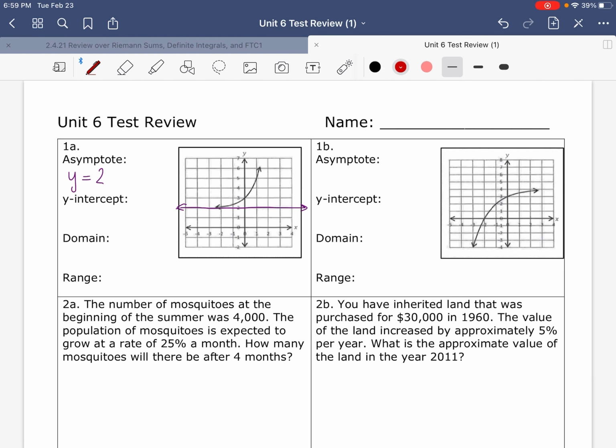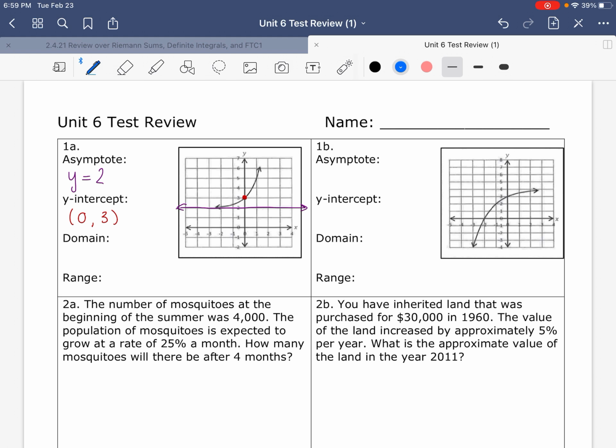Now the y-intercept is where it's going to touch the y-axis, which would be this point right here at 3. And we know we always mark the y-intercept as a point, so the x is 0 and the y is 3.